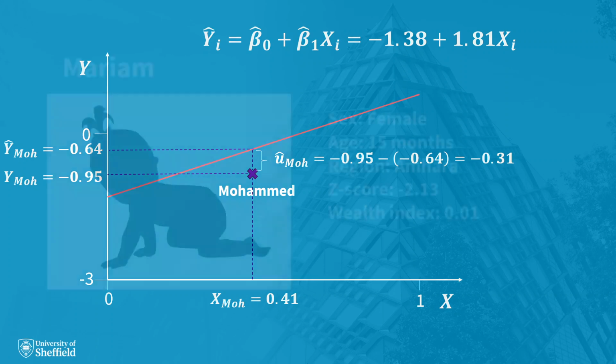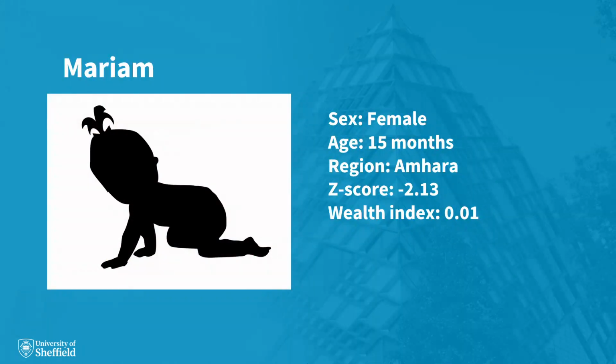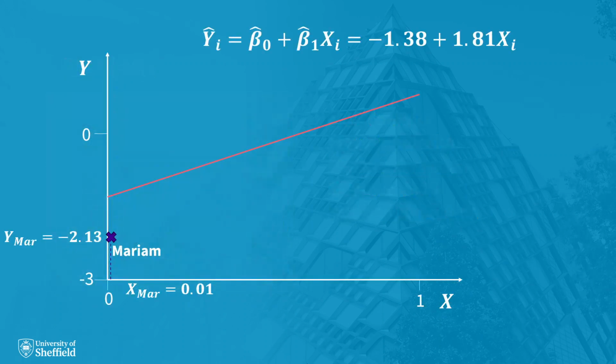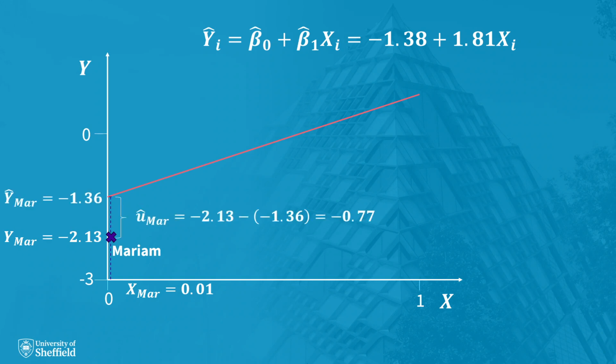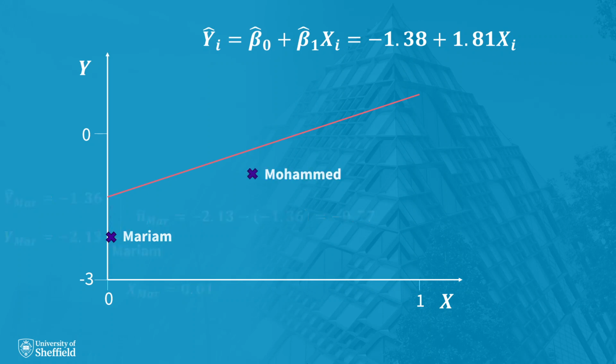What about Maryam? Recall that she has a wealth index of 0.01 and a height for age z-score of minus 2.13. So she is also below the regression line. We can work out Maryam's predicted height for age to be minus 1.36, which means she has a residual of minus 0.77. As it happens, both Mohammed and Maryam are located below the OLS regression line.